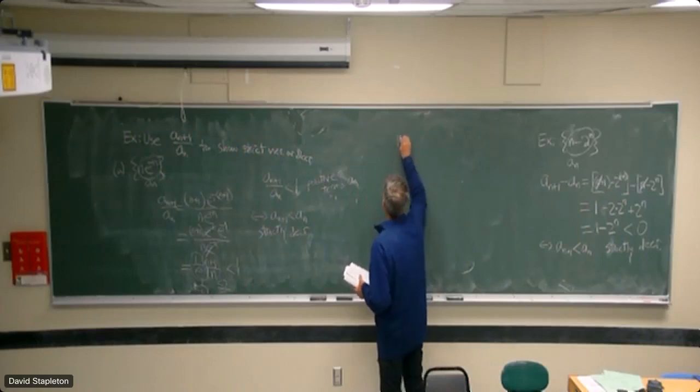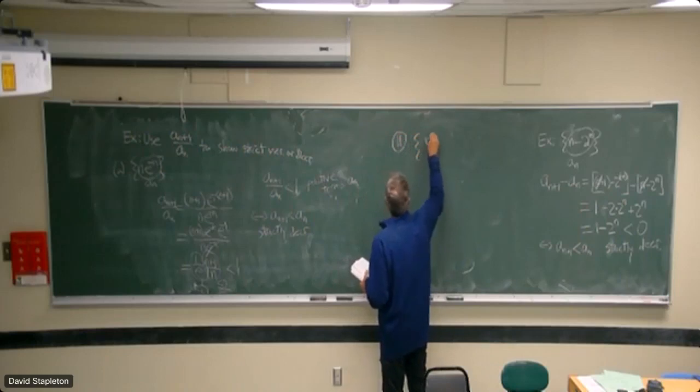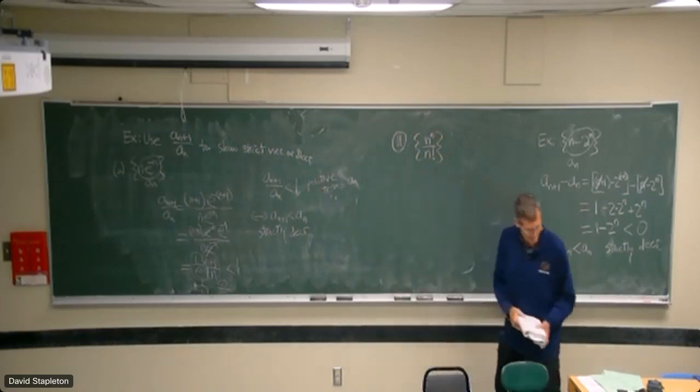We should do this one. This is a lemma off your homework. Suppose we have the sequence whose terms are n^n over n factorial, n running from one to infinity. How about that? What do we do?